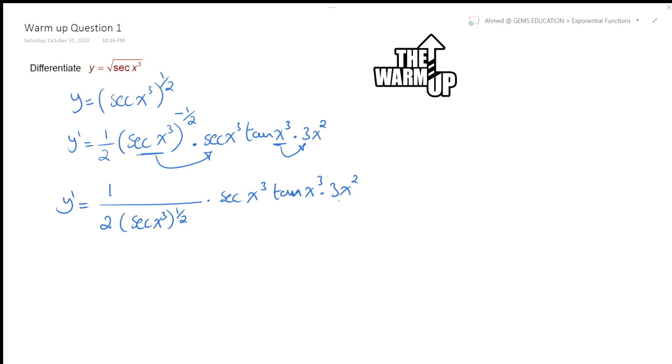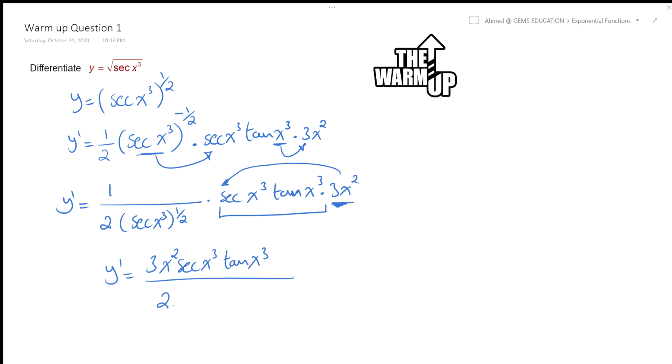What I can do though, still, is I can multiply this 3x to the power of 2 and put it at the very beginning over here, and I can actually take this whole thing and multiply it by 1 there, which means instead of the 1, I'll multiply 1 times secant x to the power of 3 times tan x to the power of 3 times 3x squared, which means I'll have 3x squared first, then secant x to the power of 3, then tan x to the power of 3, and all of this is still over 2.